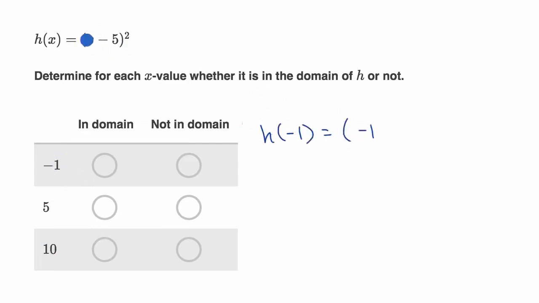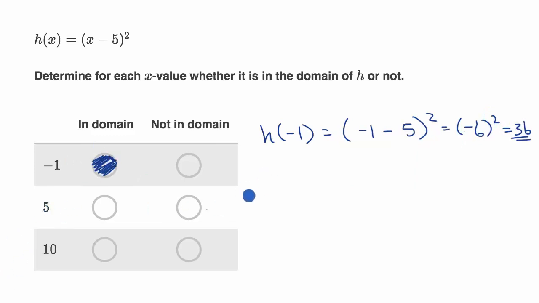-1, every place we see an x, we're going to replace it with a -1, minus 5 squared. Well, this is going to be equal to -6 squared, which is equal to positive 36, which is a very legitimate output. And so this is definitely in the domain.